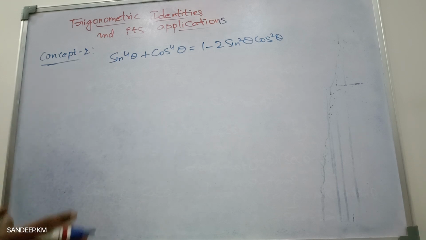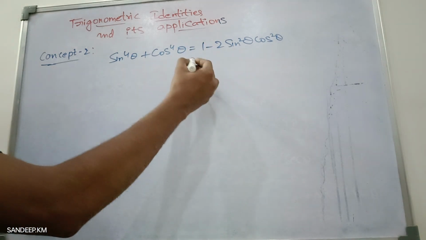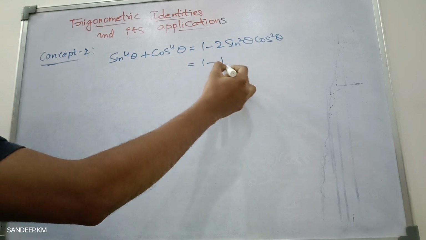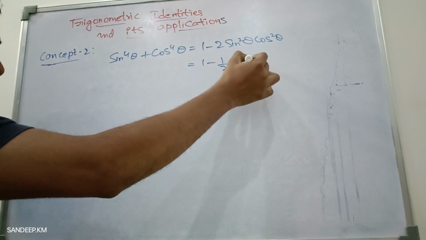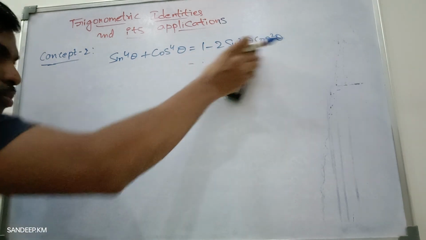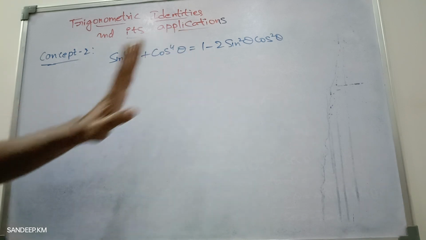If you also remember the multiples and submultiples formula which we teach after compound angles, this is also 1 minus 1 by 2 sin square 2 theta. You will learn it later. So I am not discussing it as of now. Just remember that sin power 4 theta plus cos power 4 theta is equal to this.